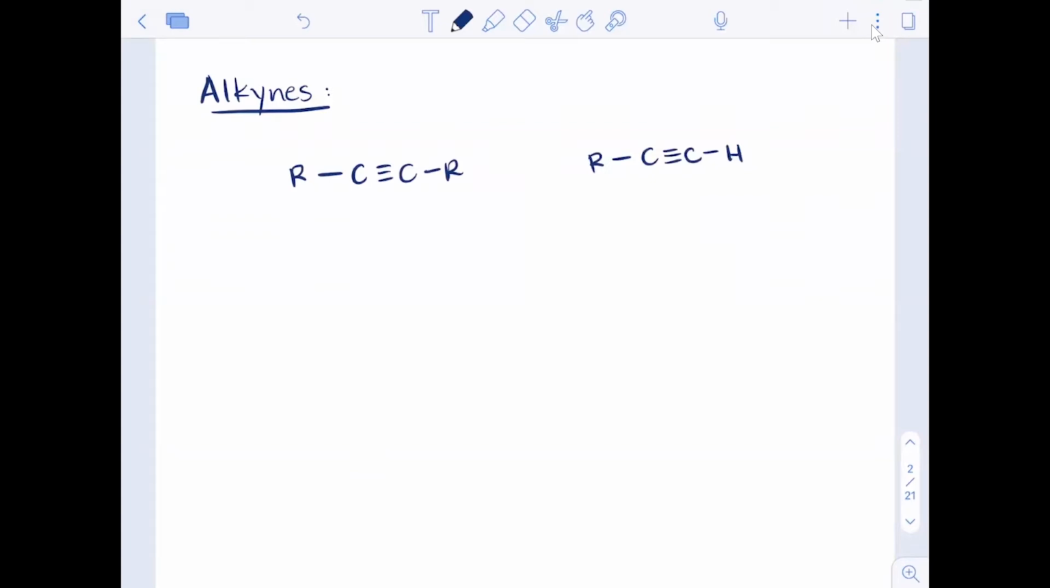Now, there are two different types of alkynes that we can see. If that triple bond is sandwiched in between two R groups, they can be the same or they can be different R groups. But if it's in the middle of a molecule, this is what we call an internal alkyne. And if that triple bond is at the end of a chain, that is what we call a terminal alkyne.